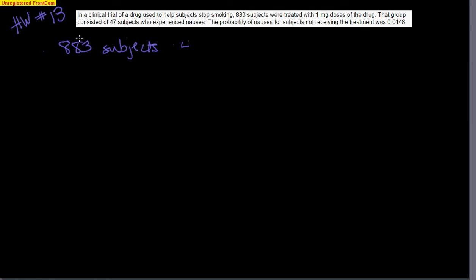Here's a really great question from homework number 13. It says, in a clinical trial of a drug used to help subjects stop smoking, 883 subjects were treated with 1 milligram doses of the drug. That group consisted of 47 subjects who experienced headaches. So 47 people out of the 883, after using the drug, experienced nausea. They were nauseous.